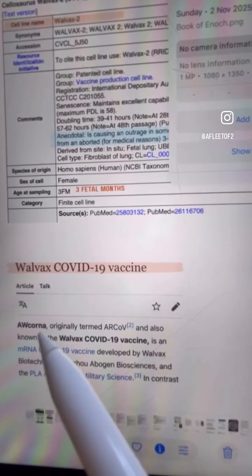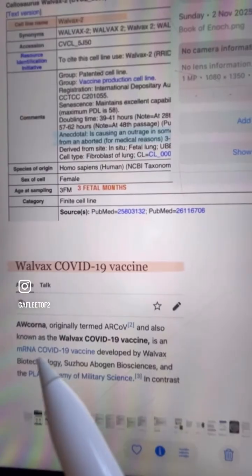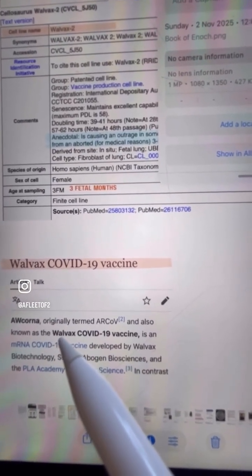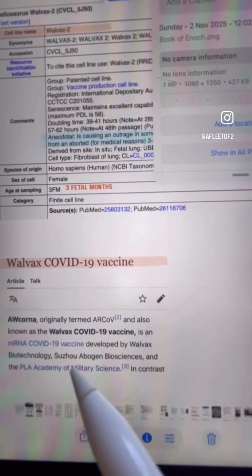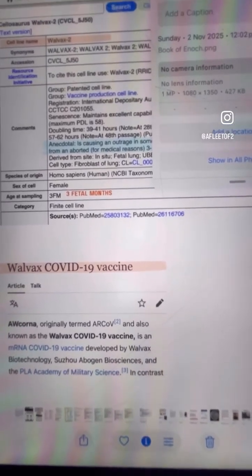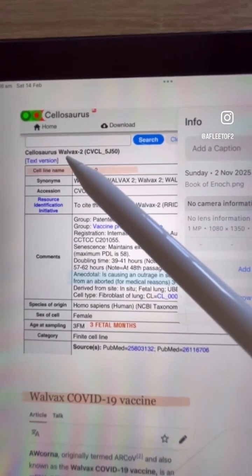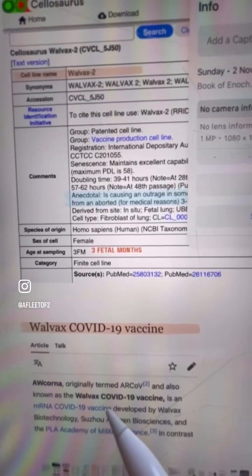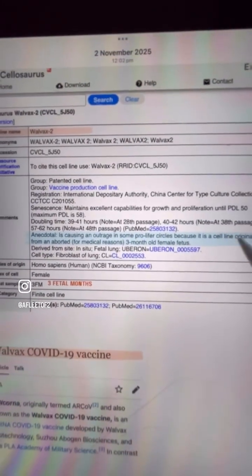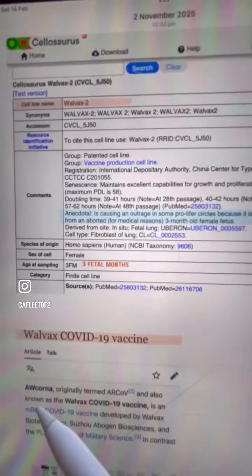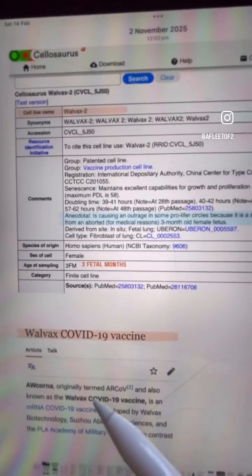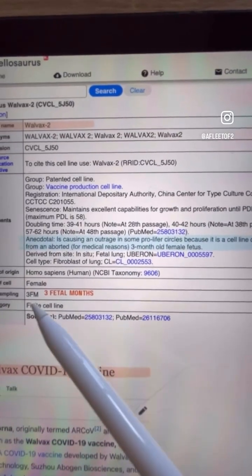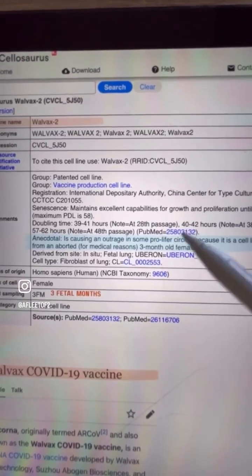COVID-19, also known as... So the mRNA, looks like the mRNA COVID-19 was developed from that Vax COVID-19. PLA Academy of Military Science. So that's your Vax2. Was for the mRNA COVID-19. And that was like, oh, it's causing outrage because it's from a 3-month-old fetus. So if you got the mRNA COVID-19 vaccine, it is coming from the fetal lung of a 3-month-old female aborted fetus.